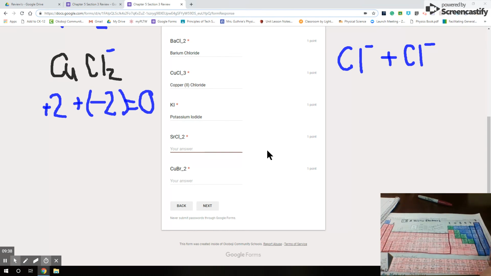Now here we know Sr is for strontium. And so is strontium a transition metal? Nope, it is not. So we can just type strontium chloride. That is it. Strontium is not a transition metal. We can just write it as it is.